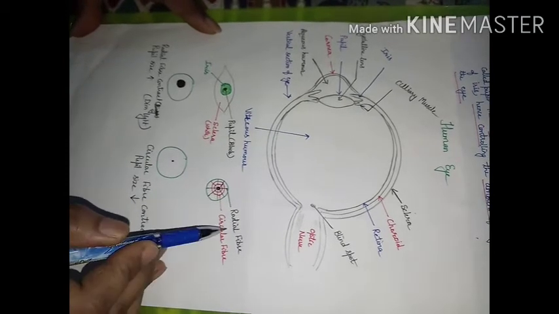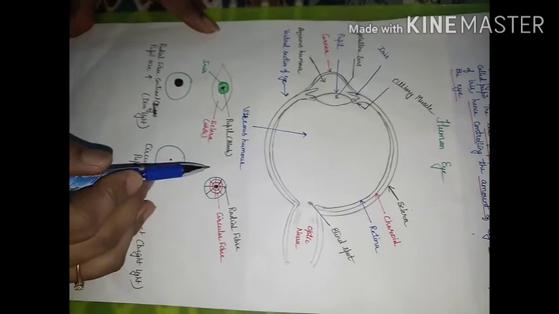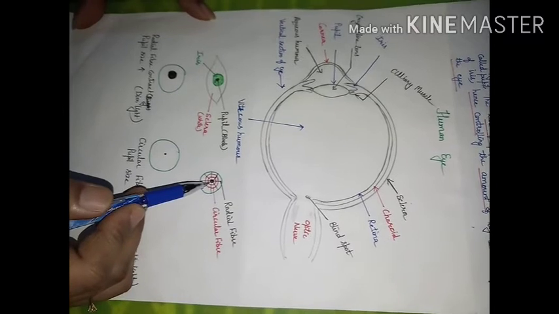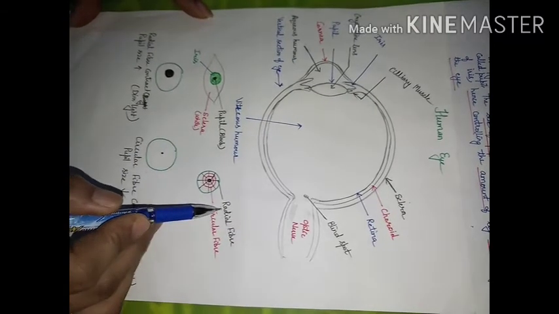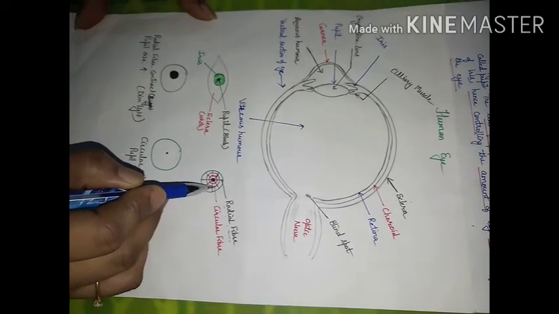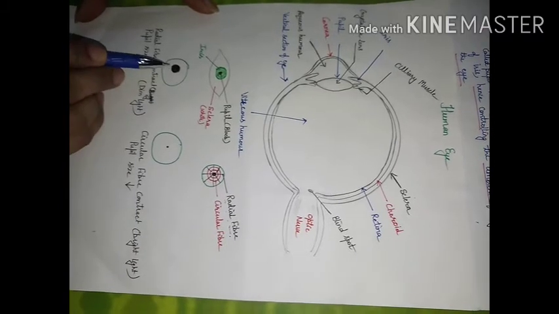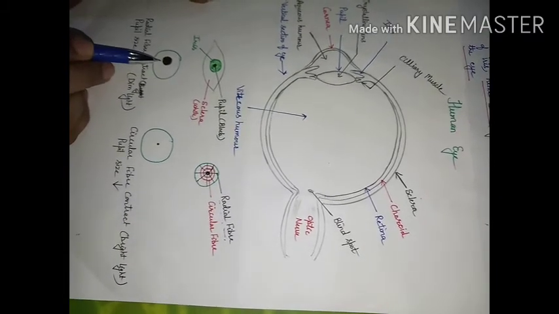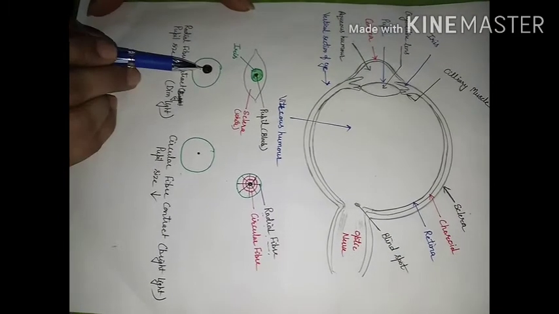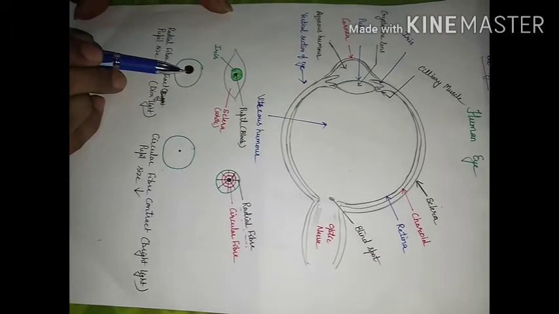Now, how these fibers are going to react, that will decide whether the size of pupil will be more or the size of pupil will be less. When these radial fibers are going to contract, then what will happen? The size of this pupil will increase. This happens mostly when we are in dim light. So that size of pupil will increase and more light can enter into our eye.